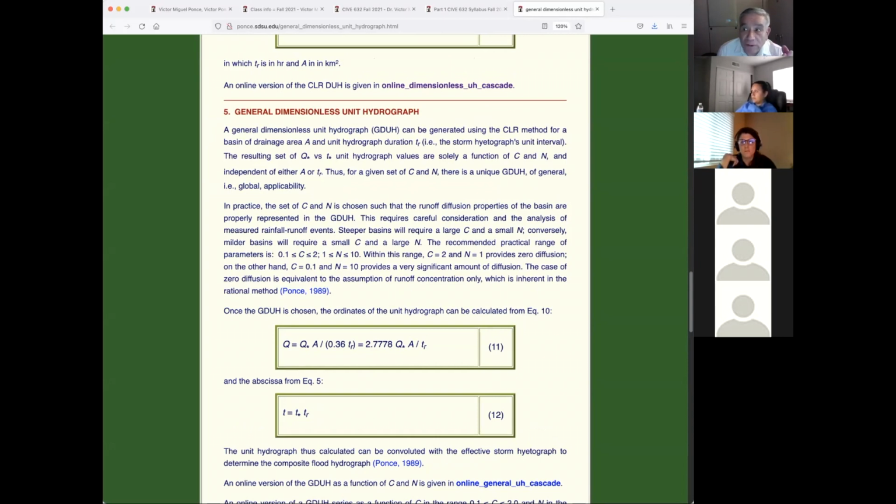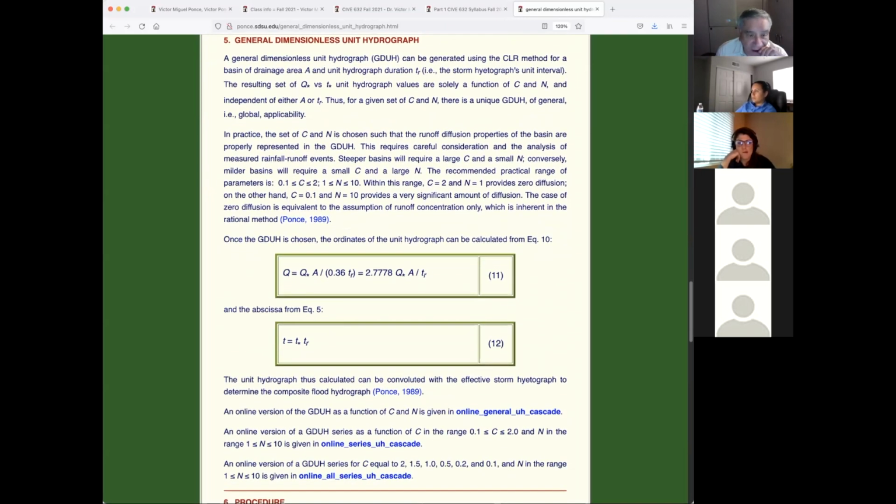This would be the fourth. This would be the Cascade of linear reservoirs, generalized dimensionless. This one is of global applicability. Global means around the world, because independent of the area, independent of the duration, it all depends on some numbers, the Courant numbers, which is a way of applying a certain amount of diffusion. How much? That's a question that we will answer later on.